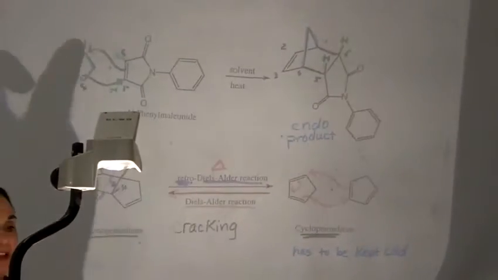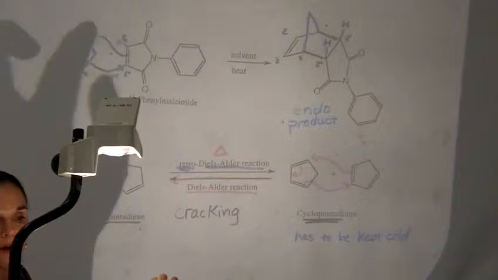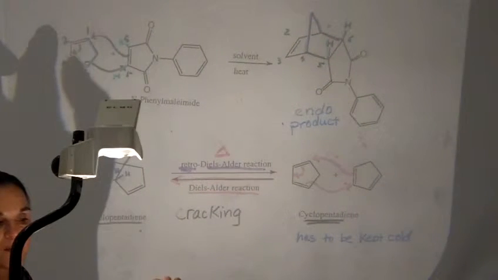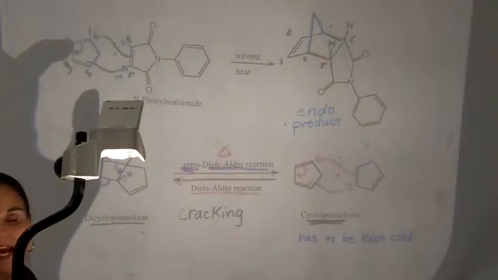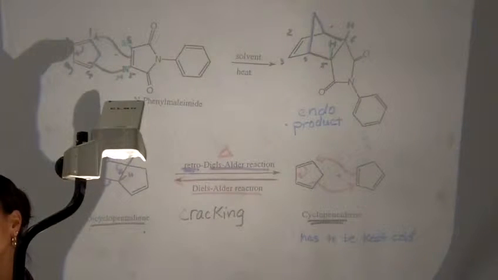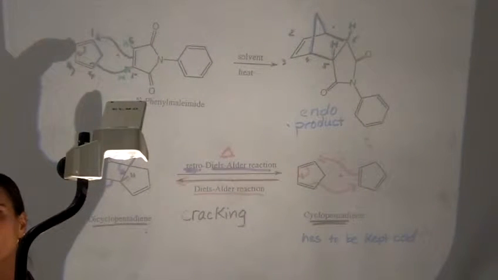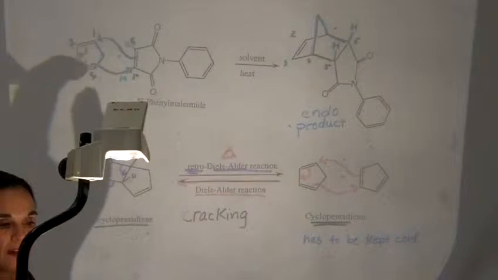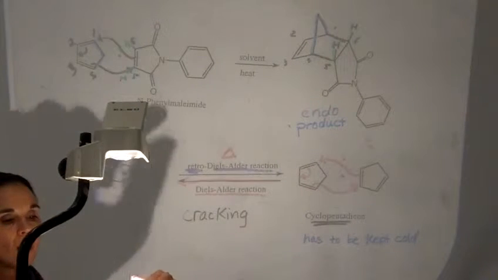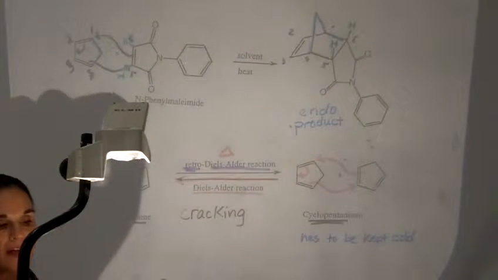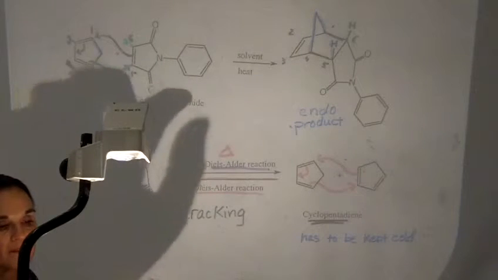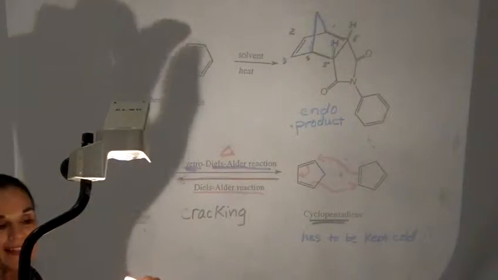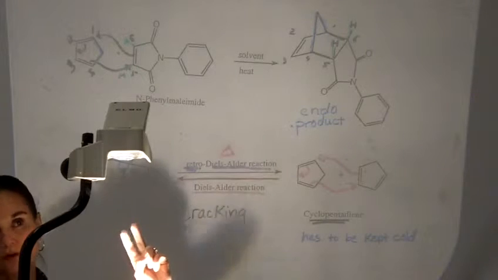So we are going to use cyclopentadiene. Well, because of the ring of cyclopentadiene, we definitely have that S-cis conformation. Okay, there's no question about that. We don't have to worry about it going back and forth. It is set. Our dienophile, N-phenylmaleimide, has 2 electron withdrawing groups on it.